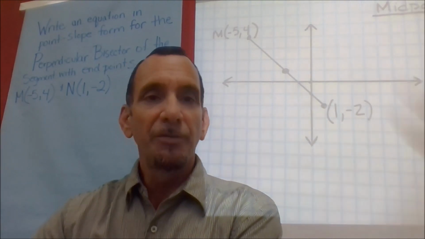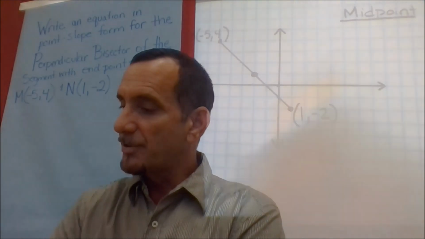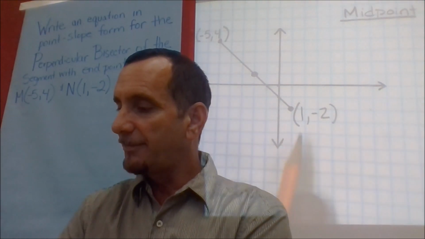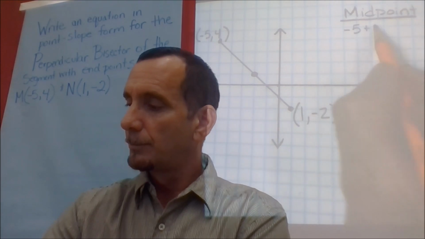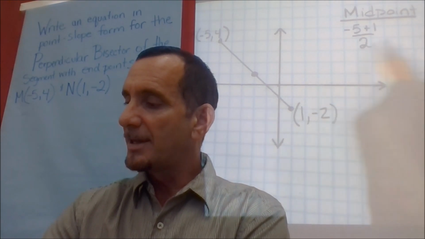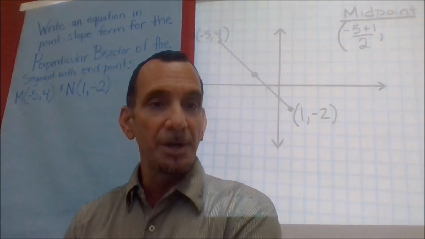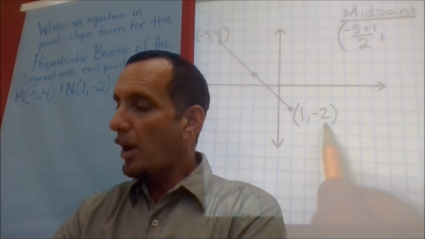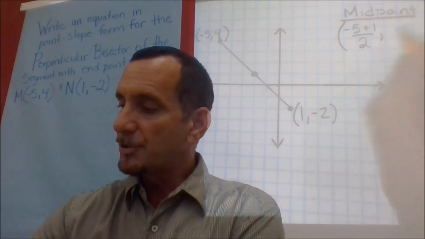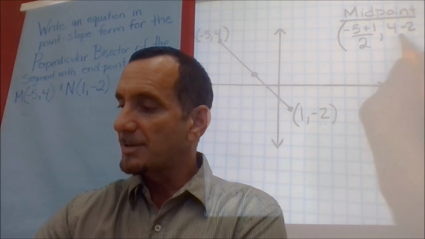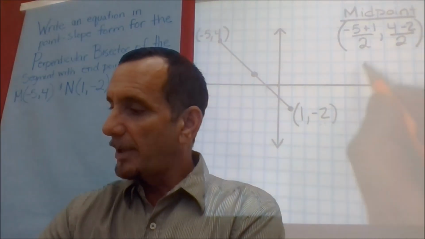And then I'm going to take the average of the x's and the average of the y's. So I'm going to say -5 plus 1 over 2. Remember, we did this last semester. And that's the x coordinate of my midpoint. And the y coordinate of my midpoint is 4 plus -2, or 4 minus 2, over 2. And I can easily get that midpoint.